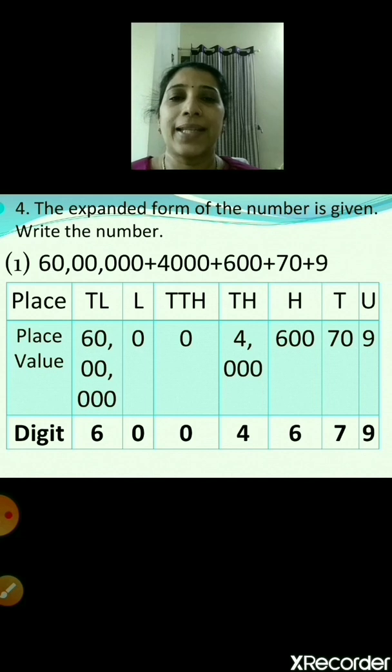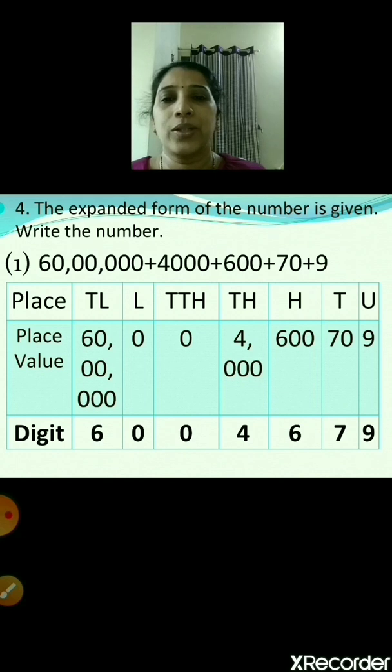Now how will we get the digits, children? You already know it is 60 lakh, so 6 will come in the 10 lakhs place, and in the lakhs place 0 will come. In the 10,000s place there was no number, so again 0 will come. In the thousands place it was 4,000, so digit 4 will come. In the hundreds place, 600, so 6 will come. In the tens place it was 70, so 7 will come. In the units place 9 was there, so 9 is the digit.